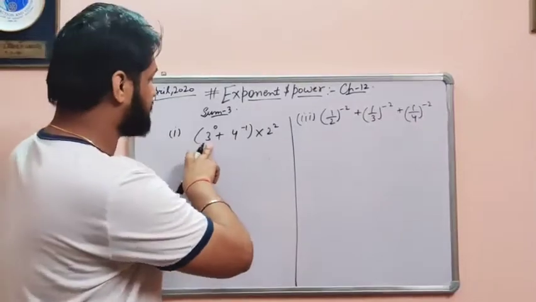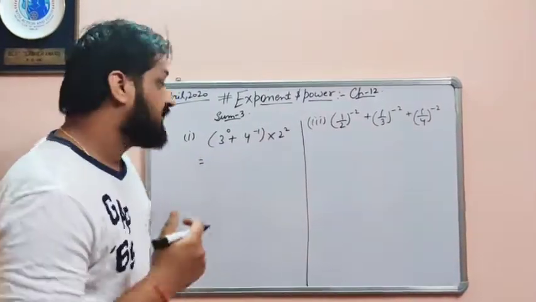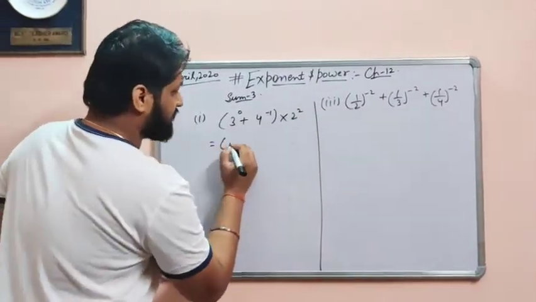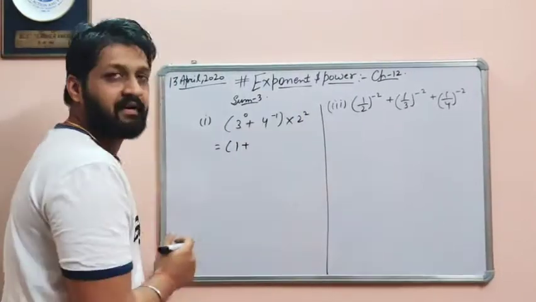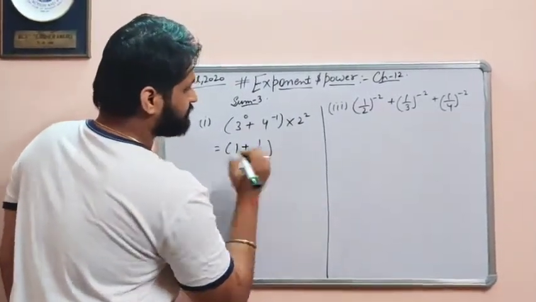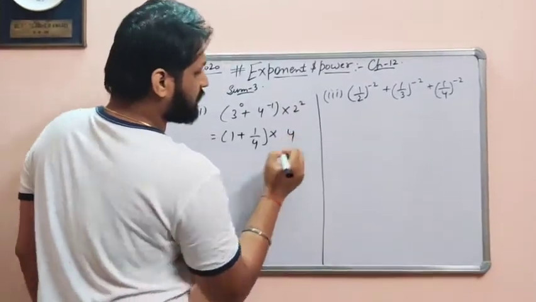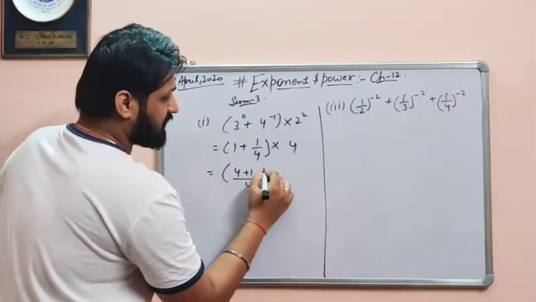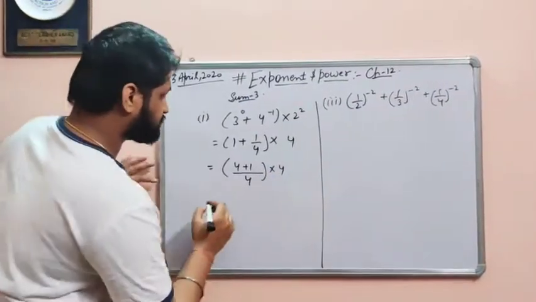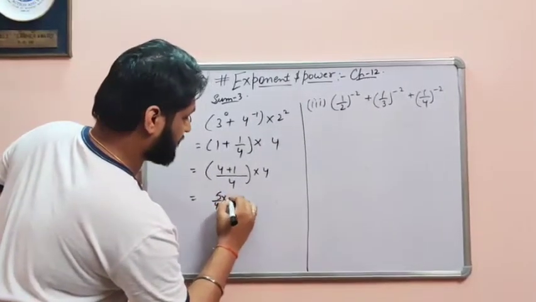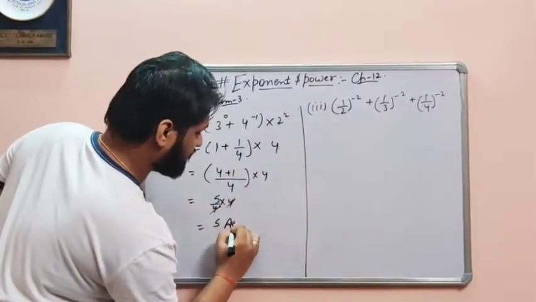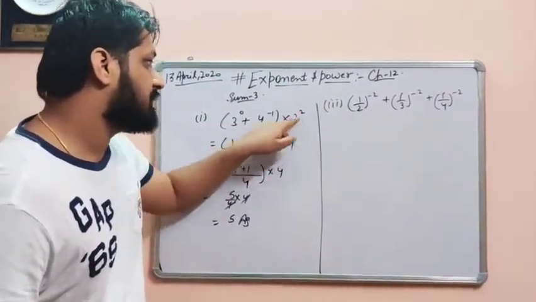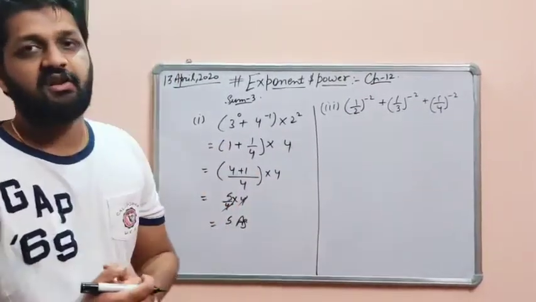Now here, see the first part of sum third, 3 raised to the power 0. The identity is any number raised to the power 0 is always 1. So 3 raised to the power 0 can be written as 1 plus 4 raised to the power minus 1 is 1 by 4 multiply 2 square is 4. Now 1 plus 1 by 4, we have to take the LCM. 4 plus 1, 5 by 4 multiply 4, this will cancel, so it comes out to be 5 is the answer. So 3 raised to the power 0 is 1, 4 raised to the power minus 1 is 1 by 4 multiply 4, then LCM and then the simplification, so 5 is the answer.